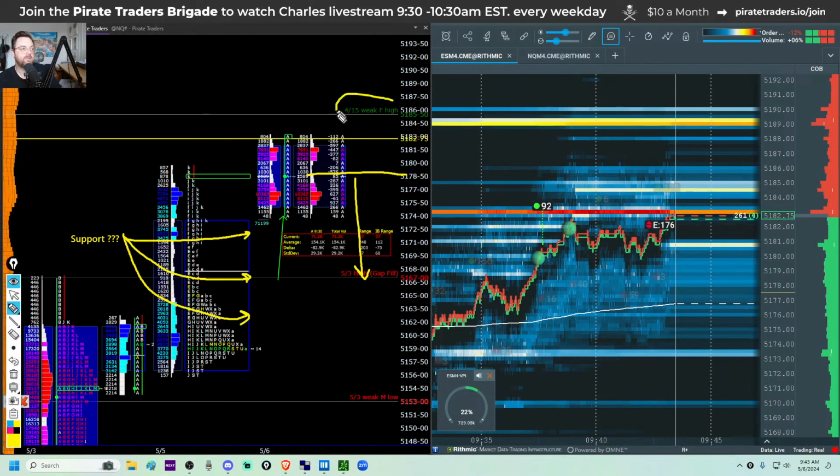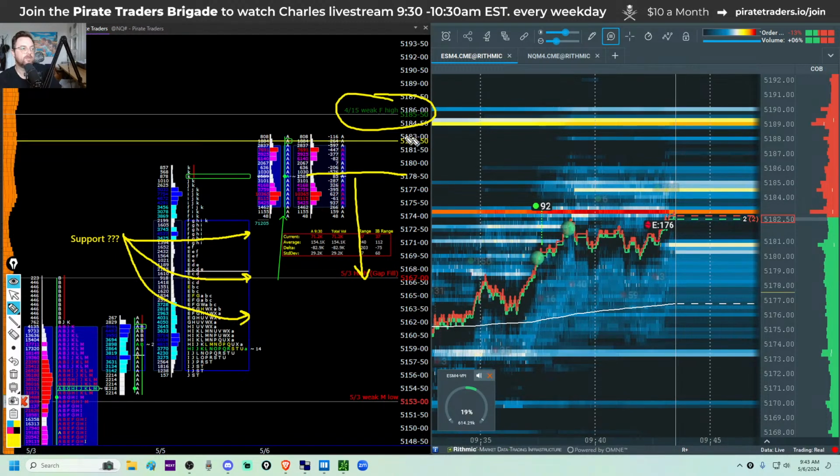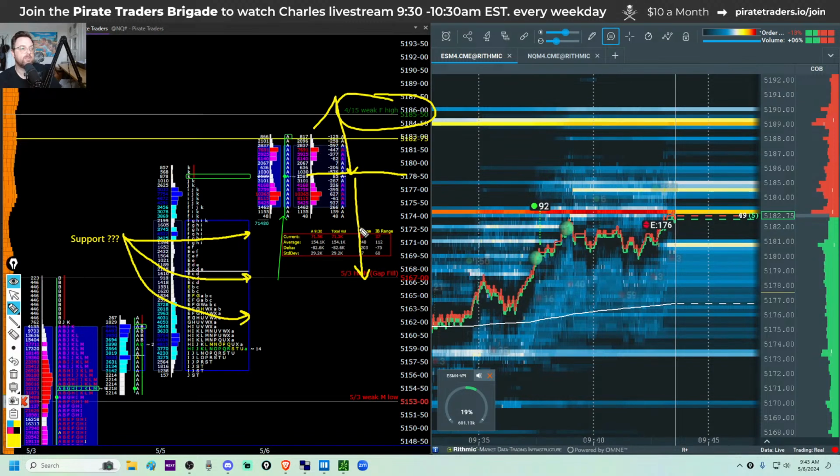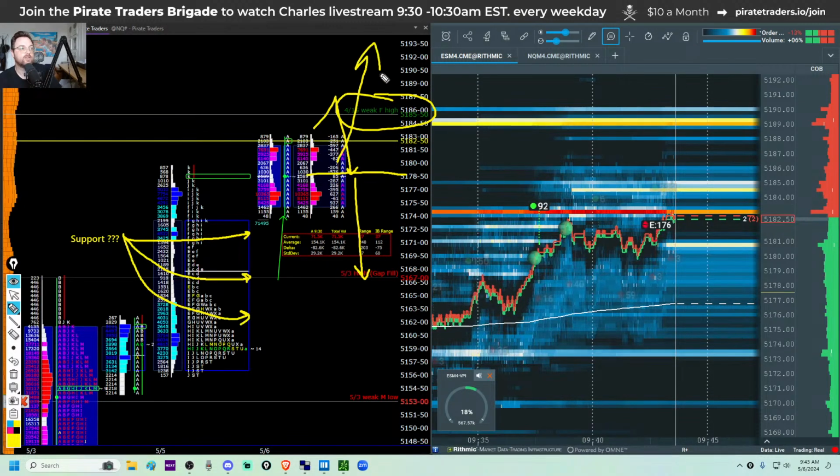So we're looking to head up and test the first week reference above. Once that's repaired, can they stay above the opening price or do they pull back through? If not, we start to look to head higher.